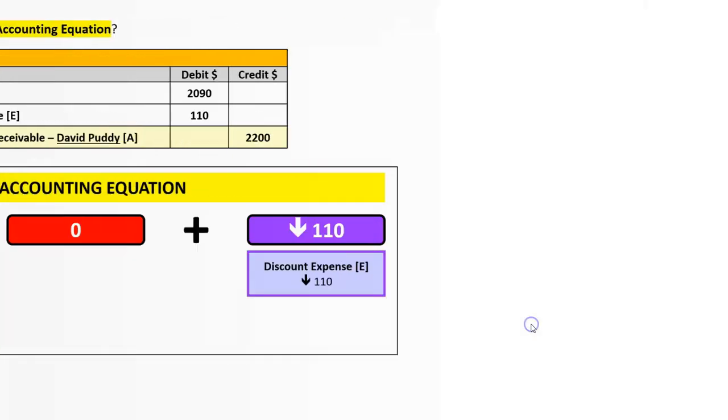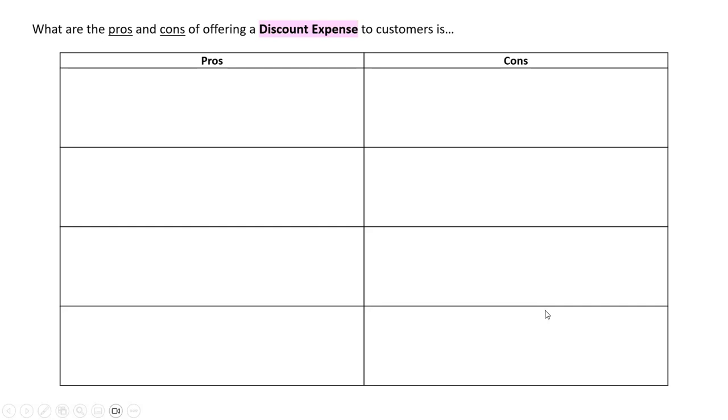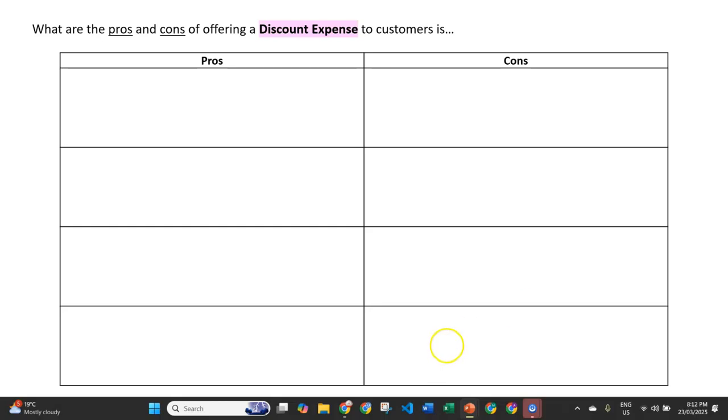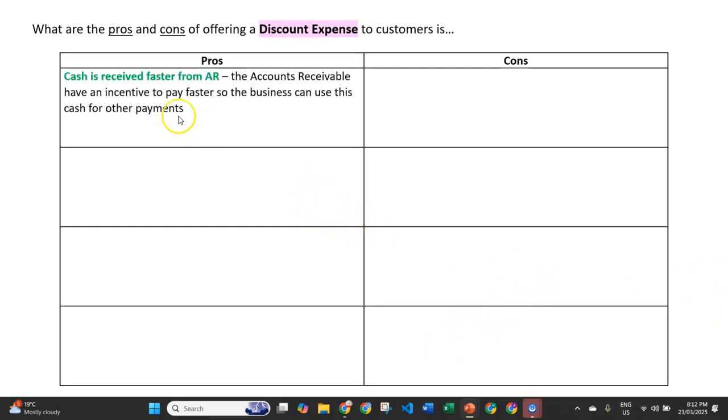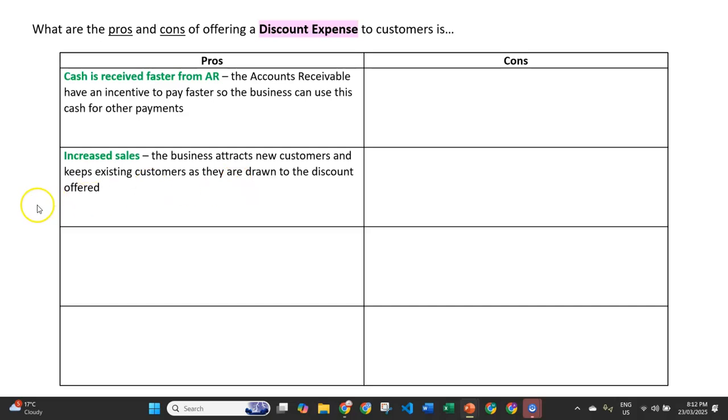And the last thing we need to consider is just some pros and cons of even offering a discount expense. So when we get discuss questions, consider either side of the argument. We could argue on the one hand, there are some pros. The cash is received faster from accounts receivable. They have an incentive to pay us faster so the business can use the cash that we get from them for other payments. It's a good way to increase sales because it will attract new customers and help keep existing customers as they are drawn to the discount offered.